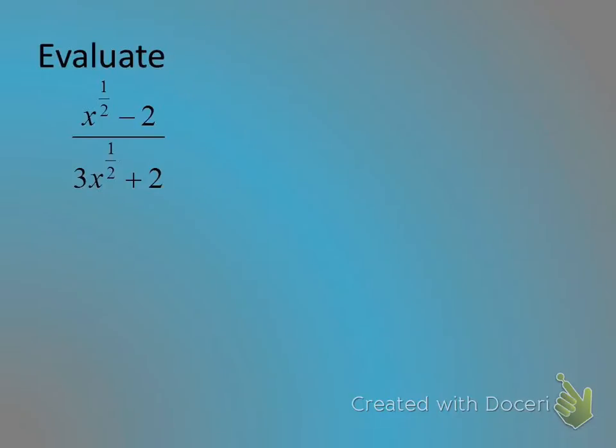All right, you have x to the 1/2 minus 2 over 3x to the 1/2 plus 2. Remember, that 1/2 power kind of represents a radical. And it's a radical in a denominator, which is not good. So we got to get rid of it. And since it's in a binomial, only way you're going to get rid of it is multiplying by its conjugate. So the conjugate of 3x to the 1/2 plus 2 is 3x to the 1/2 minus 2, top and bottom.